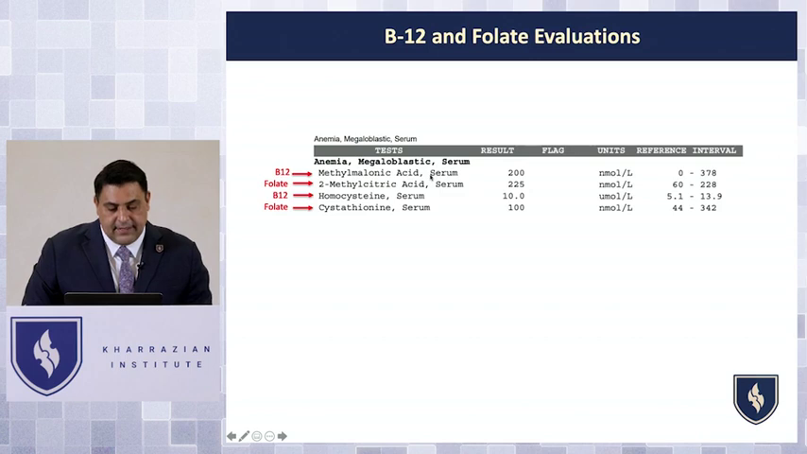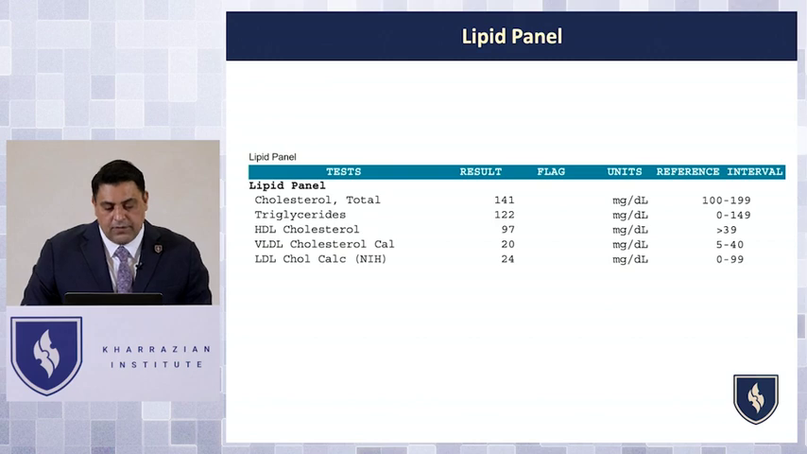Methylmalonic acid and homocysteine are just ways to look at general methylation pathways, but methylmalonic acid is specific for B12, and then 2-methylcitric acid and cystathionine are specific for folate. So if you ever want to distinguish folate versus B12, you can run this B12 and folate panel. They call these the megaloblastic panel to help differentiate.